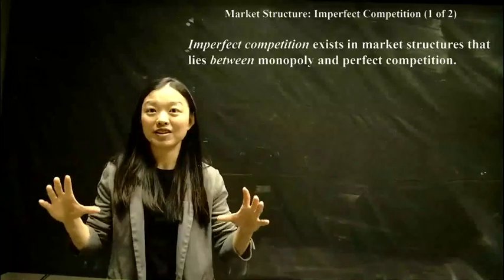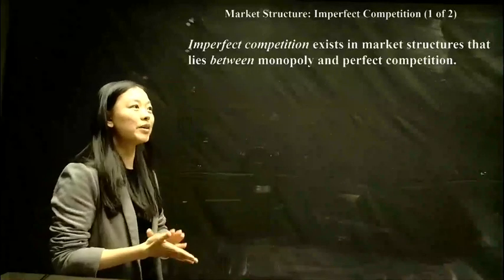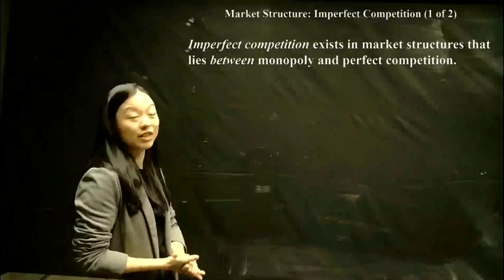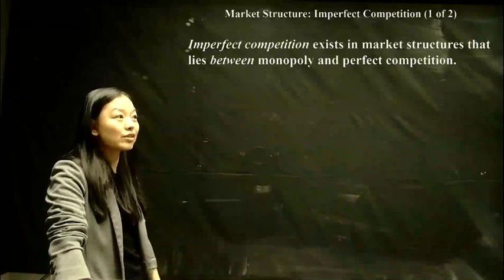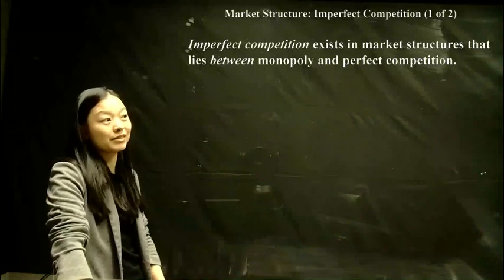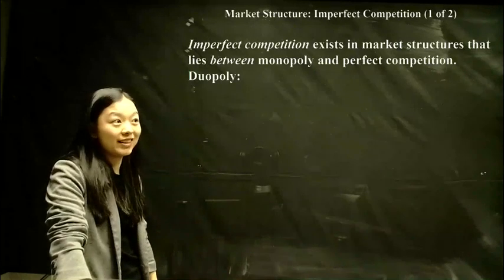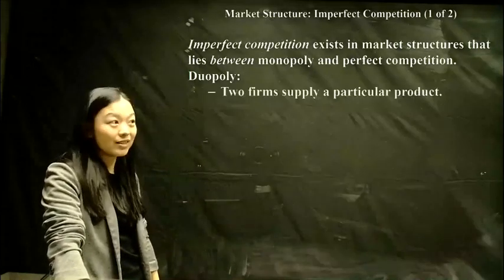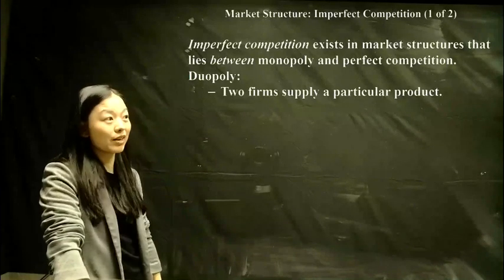There are some companies that lie between these two extreme cases, right? So we will call them imperfect competition, okay? Imperfect competition exists in a market structure that lies between monopoly and perfect competition. We can see one case like duopoly. What does duopoly mean? Duopoly means two firms supply a particular product.